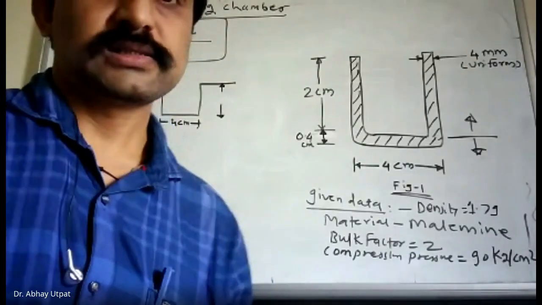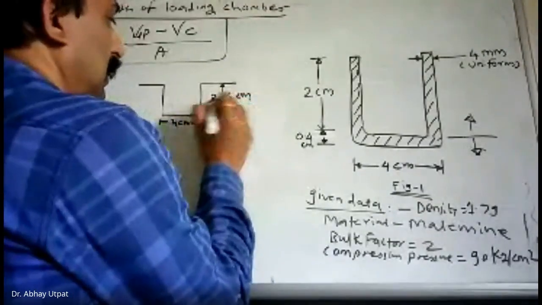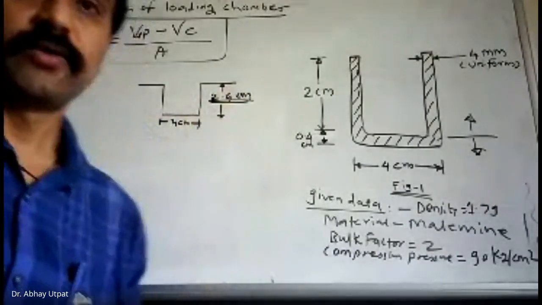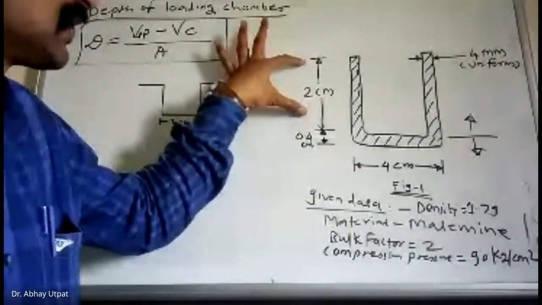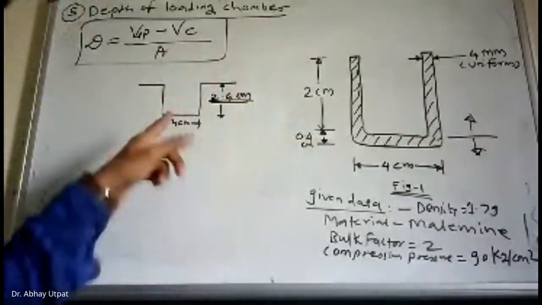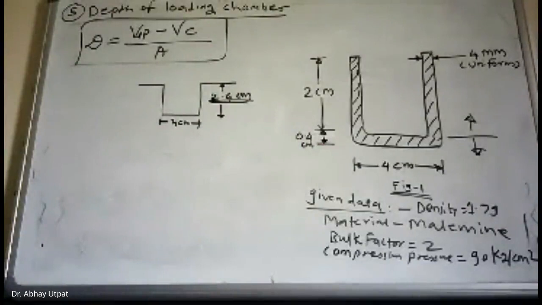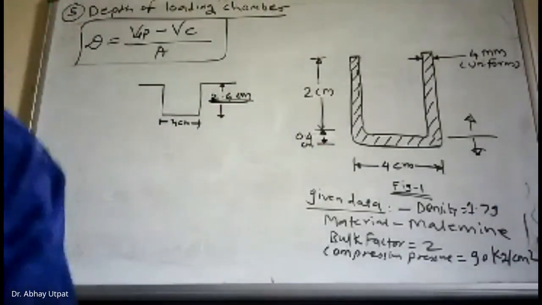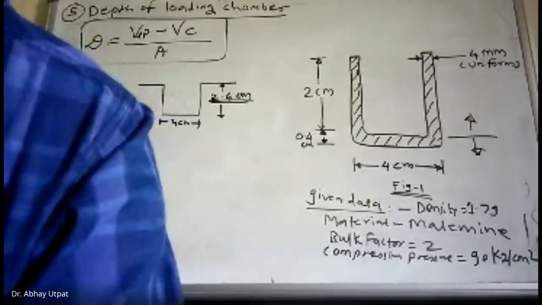Correct. Saurabh has put the value correctly. 2.4 centimeter. Very good. Why 2.4 centimeter? Because this is 2 centimeter and this will be 0.4 centimeter. You have to consider it as 2.4 centimeter. Then volume of, correct, both. Nagne also has put the correct value.